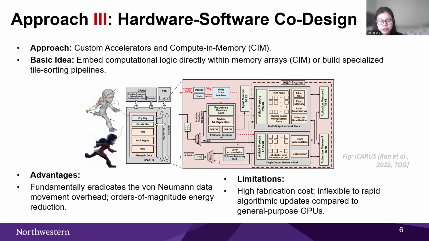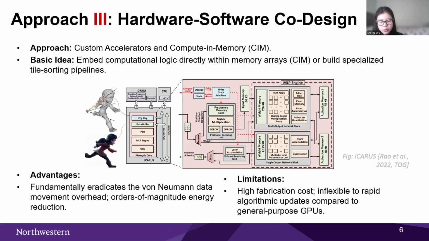Standard general-purpose GPUs struggle with the irregular memory access paths demanded by neural volume rendering. A cutting-edge approach is designing domain-specific application-specific integrated circuits, or ASICs. For example, the Icarus architecture physically decouples point sampling and neural evaluation into specialized asynchronous hardware pipelines. Even more revolutionary are compute-in-memory, or CIM, paradigms.